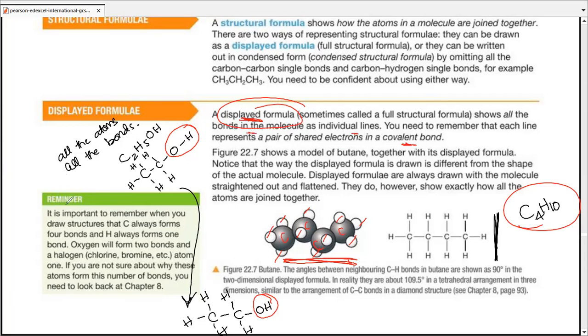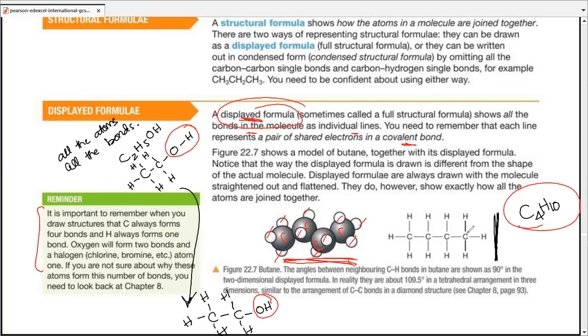Okay. Now, an important reminder, it's important to remember when you draw structures, carbon always form 4 bonds, hydrogen always form 1 bond, oxygen is going to form 2 bonds, and any halogen like fluorine, bromine, or iodine are going to form 1 bond. All right. So you should remember the number of bonds an element is going to form. If you remember the number of bonds, you're always going to make sure that you draw the formula right.